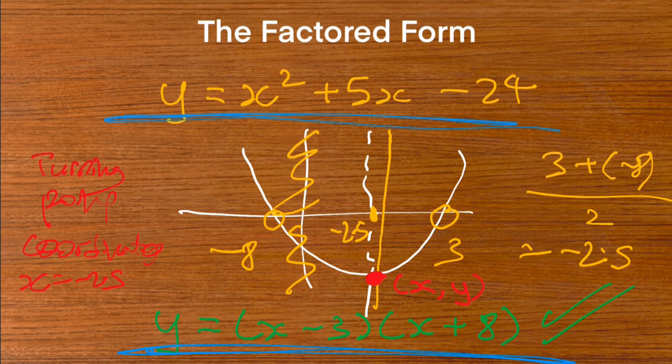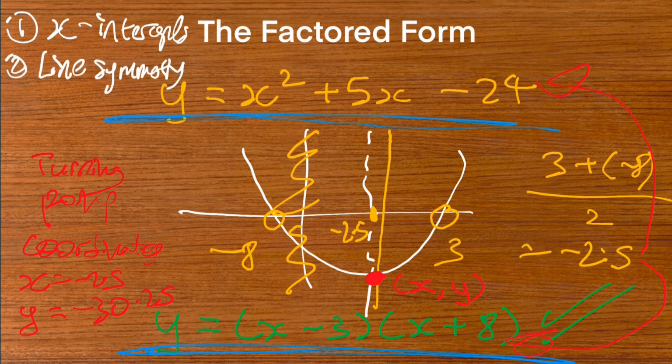So how can we find the y-coordinate of the turning point? To find the y-coordinate of the turning point, we just have to substitute the negative 2.5 into the standard form or the factored form. Both ways work. Okay, so doing that will give us a value of negative 30.25. So putting everything together, the factored form allows us to find the x-intercepts of the parabola, and using the line of symmetry, or the x-intercepts, we can find the x and y coordinates of the turning point.